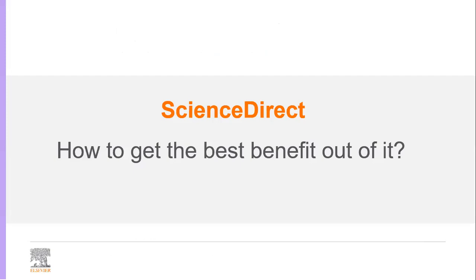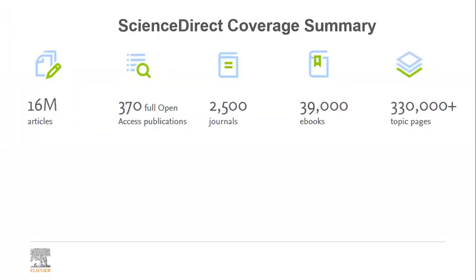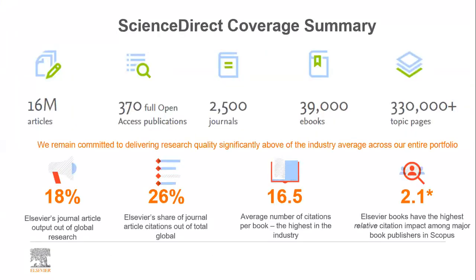So after a brief information about remote access and free content that will be useful for you in this period, let's switch to our main focus today, how you can get the best benefit out of ScienceDirect. Let's begin with the content coverage summary. As you already know, and if maybe you don't know that, ScienceDirect content consists of 18% of the peer-reviewed global content. So it is really high, it is the majority maybe, and it is not limited to that.